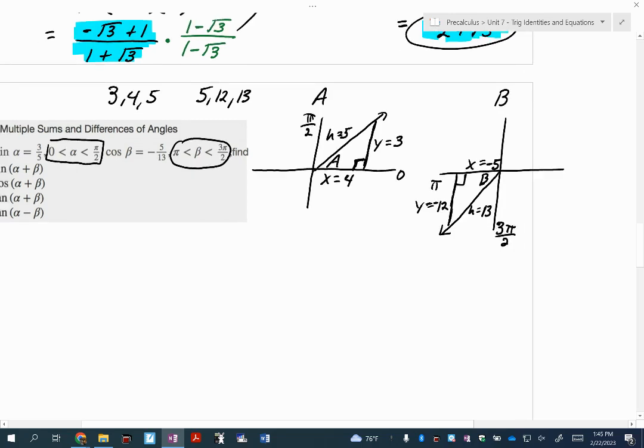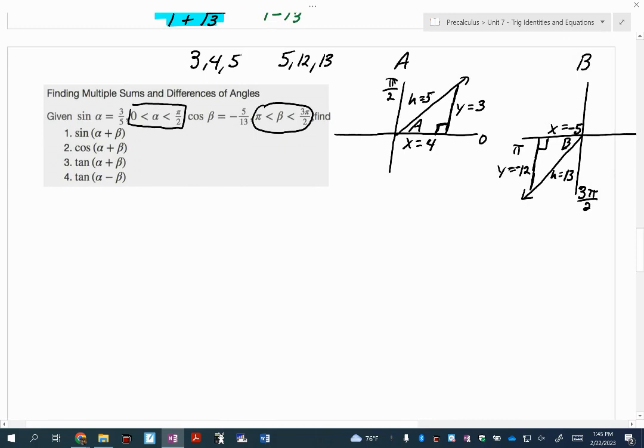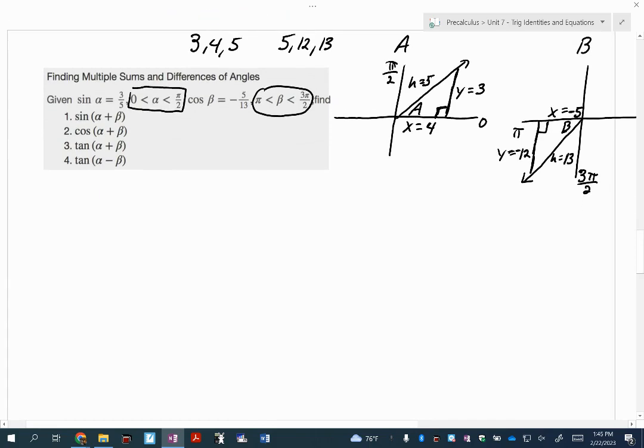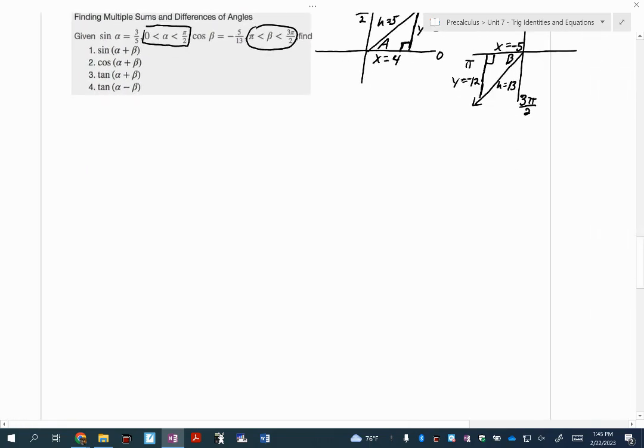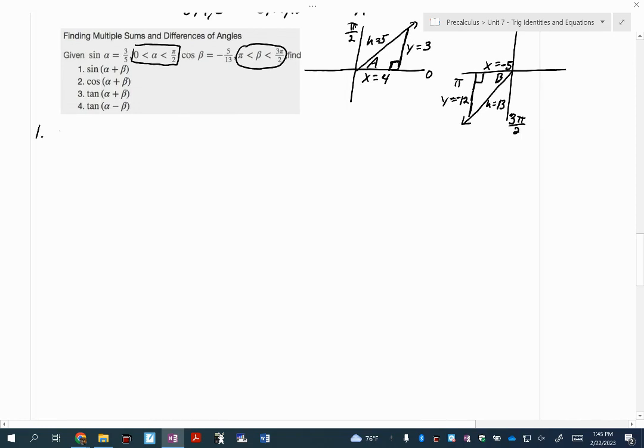So just be careful there that, with angle A, it was in the first quadrant, so everything's positive. That's not true if you're in a different quadrant. All right, so with all that being said, I got the whole page here. Let's try to find these four. So the first one is the sine of A plus B.